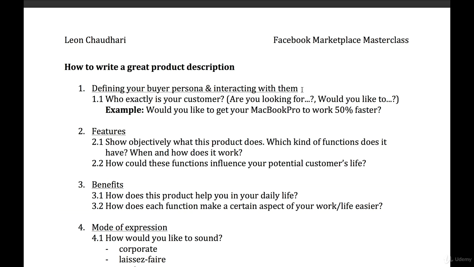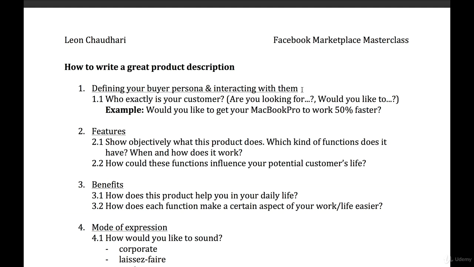So I think we all have seen these commercials, for instance, Mac Cleaner. So basically a software which helps the Mac to become faster. But right now, the one thing that we want to do is we want to make sure that everyone who reads the description has that one idea in their mind, okay, this could actually help me. So in the beginning, when you define your buyer persona, or when you want to interact with your customers, you always want to ask a question. So are you looking for...? Would you like to...? And in this example now, it would be, would you like to get your MacBook Pro to work 50% faster?